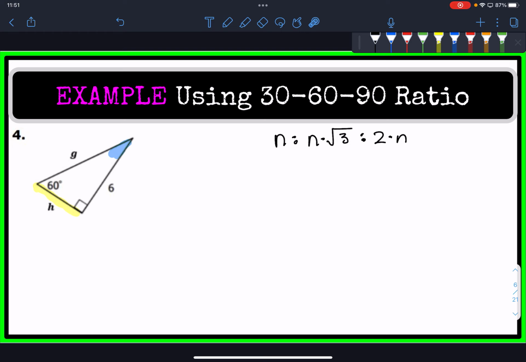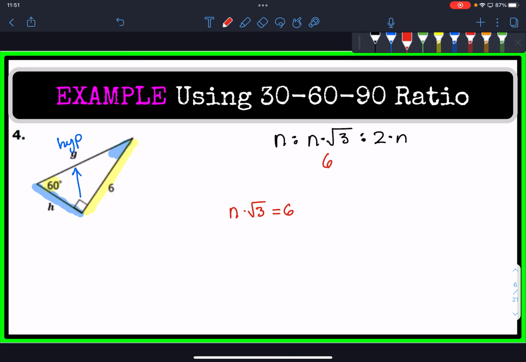The hypotenuse is the g. This is my hypotenuse. So they are providing us the side opposite. And let me color coordinate this better. And let me color this in blue, because that's opposite of the 30. And opposite of the 60 is this side here. So what they're giving us is that middle length. So they're giving us this middle length of 6. So n times the square root of 3 is equal to 6.